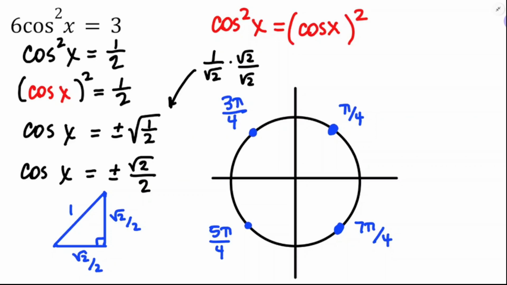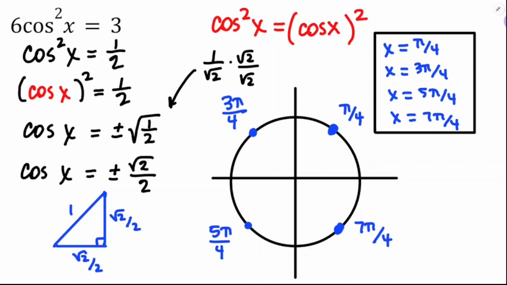So if we collect all these together, we have x equals pi over 4, 3 pi over 4, 5 pi over 4, and 7 pi over 4 as our solutions, because it's all of the 45-45-90 triangles, and cosine is always either going to be positive or negative root 2 over 2 on these triangles.